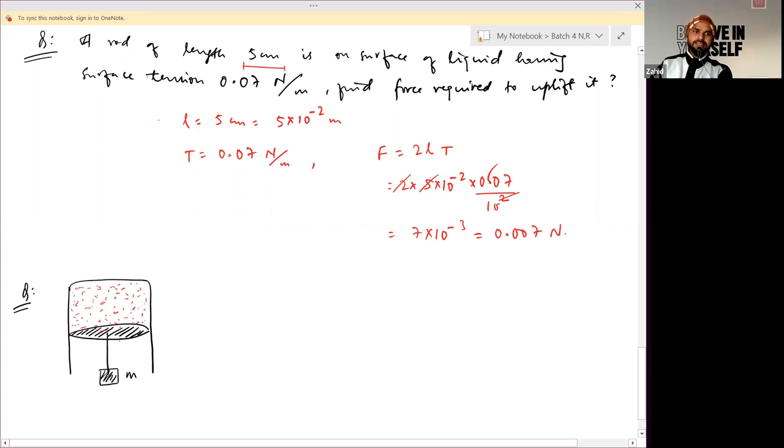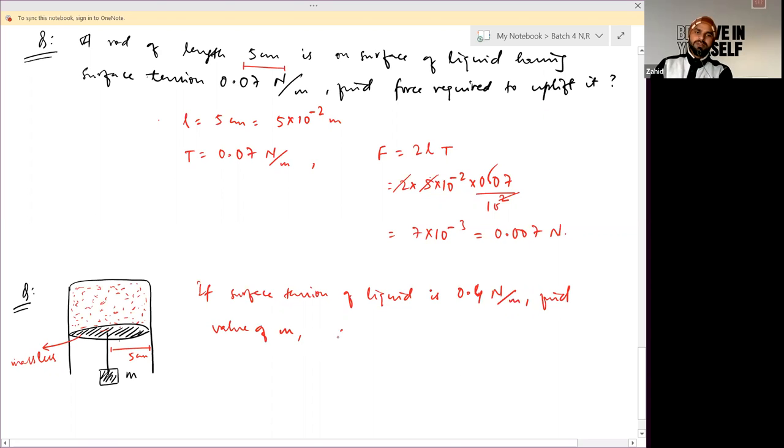Suppose there is a liquid in this part and on it a disk is placed, which is massless. The radius of this disk is 5 centimeter. If the surface tension of the liquid is 0.4 Newton per meter, find the value of m so that it will be capable of ejecting the disk.